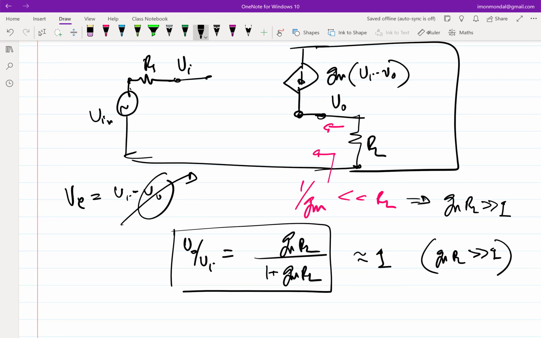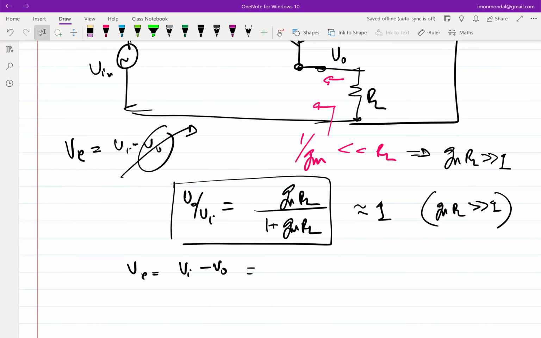So that is the reason for tracking the error. Now in this case, let's see what the error is when everything is settled. VE will be VI minus V naught, which is equal to VI by 1 plus GMRL. So if GMRL is much greater than 1, for example if GMRL tends to infinity, then the error goes to 0. So that is the importance of that error. You are trying to minimize the error.